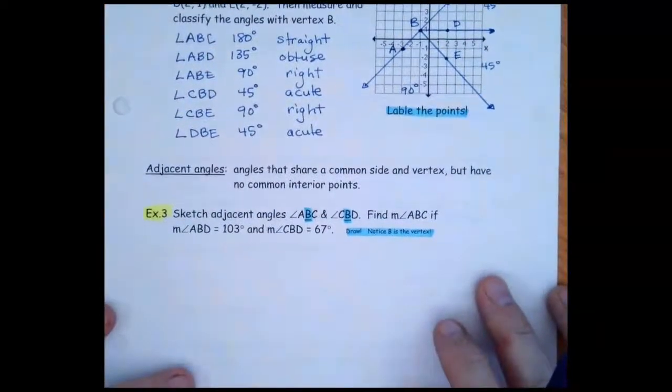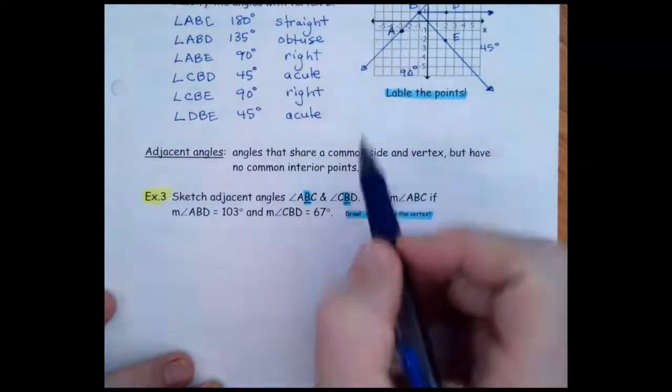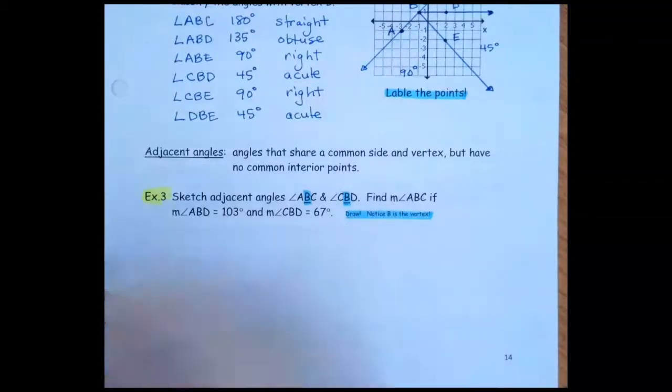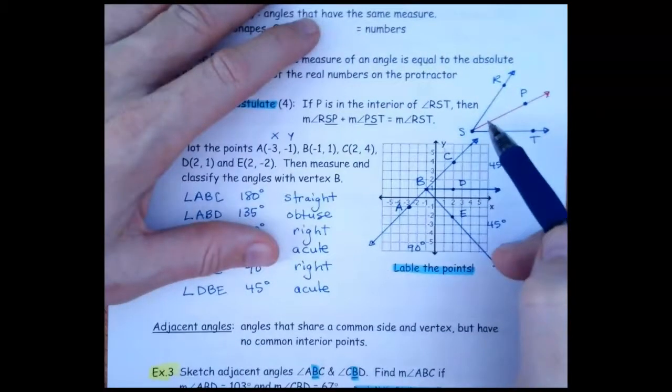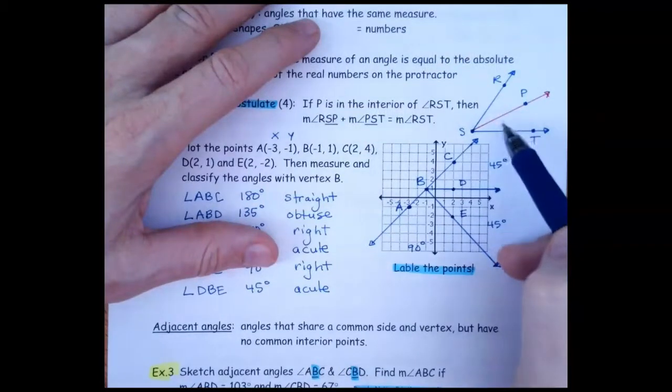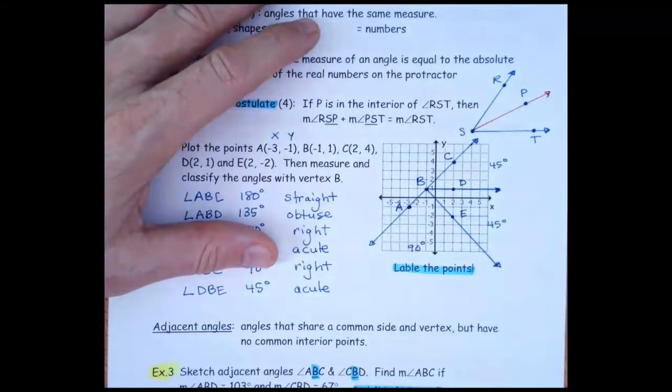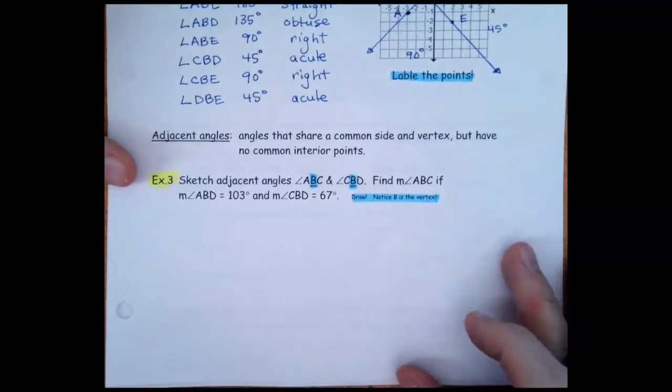All right. Adjacent angles. Adjacent angles share a common side and vertex but have no common interior points. So that means they don't overlap at all. So we have examples of that up here. So these two angles are adjacent to each other because they share this side. There's no overlapping points. This is the interior of this angle. This is the interior of this angle. Okay? So adjacent angles are right next to each other, share a side, don't overlap.